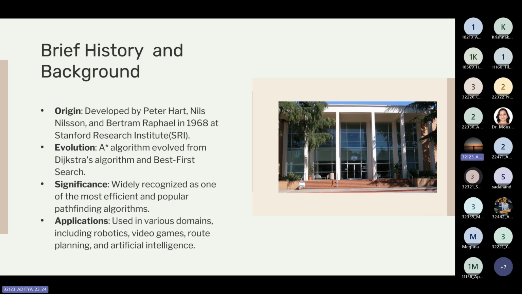Evolution. The A-star algorithm evolved from Dijkstra's algorithm and best first search. The A-star algorithm actually takes both the concepts of Dijkstra's algorithm and the best first search and combines them to make a more optimal algorithm, which also saves us time and memory space to calculate the path more efficiently. The A-star algorithm is used in various domains, including robotics, video games, route planning, and artificial intelligence.